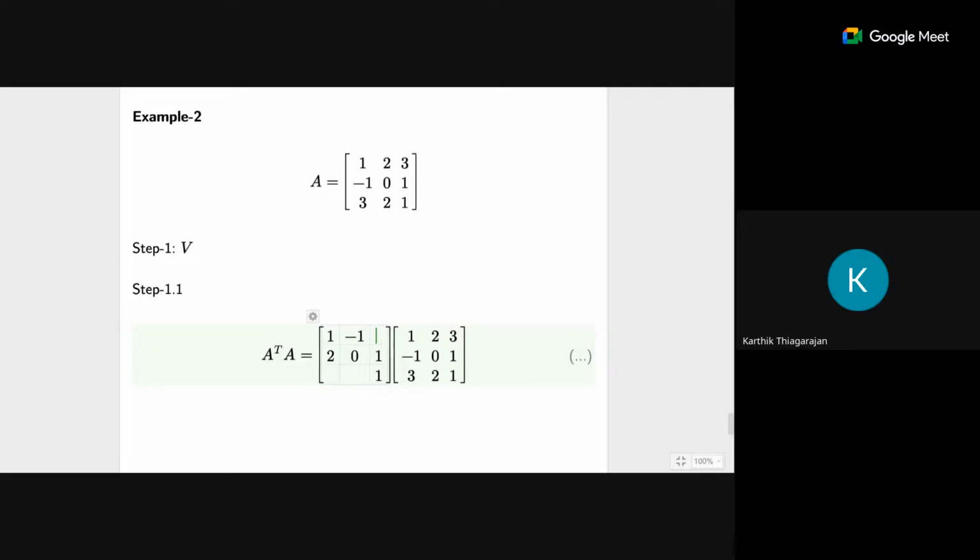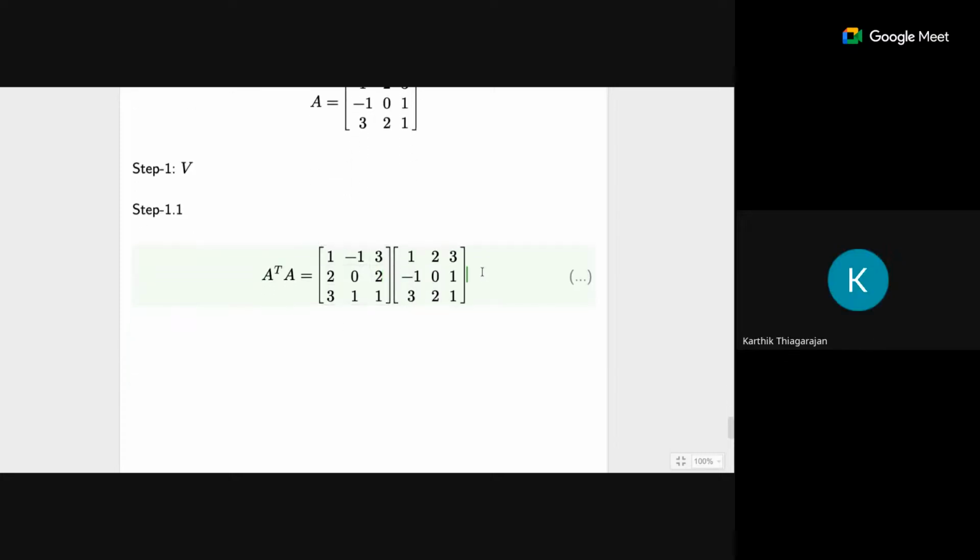Only Aij. Yes, a diagonal element will not be changed. Is this correct? A transpose A? Yes, sir. Okay, so this is A transpose A.